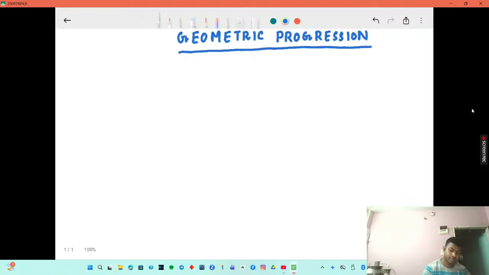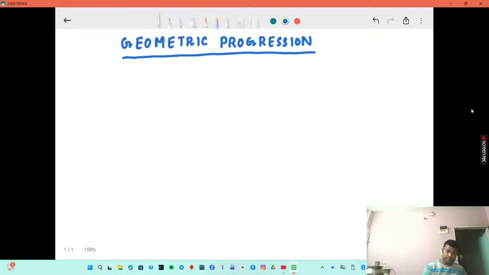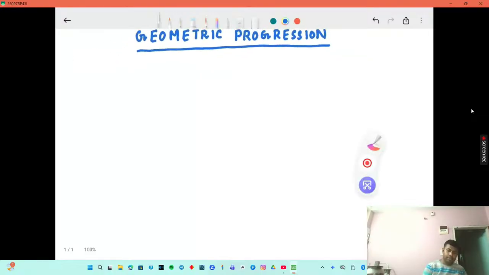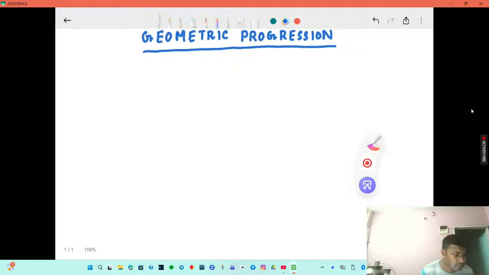So first, in order to solve the problems which are based on geometric progression, first we have to know what is a sequence. Okay, so can you please tell in the chat box what is a sequence? Anyone who would like to try to answer what is a sequence? Please.